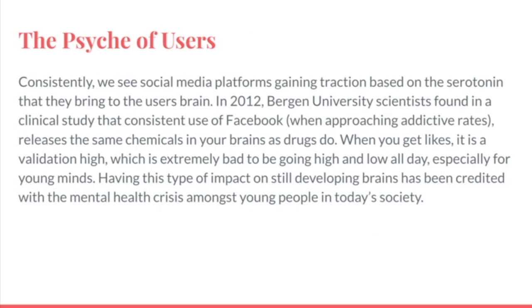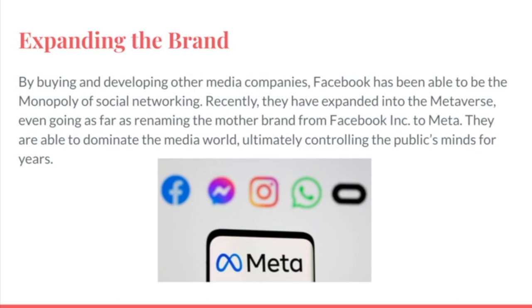Time and time again, we see social media gaining traction based on the effect that it has on the user's brain. In 2012, Bergen University scientists conducted a study that found that Facebook can have the same effect on the brain as drugs. For developing brains, constant ups and downs can be detrimental to mental health, which may be part of the reason that the mental health epidemic is so severe at this time. Facebook has become a monopoly of sorts by being able to dominate the social media world through developing other apps that appeal to different groups.